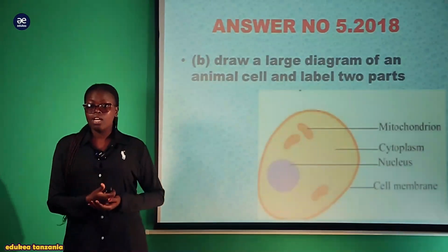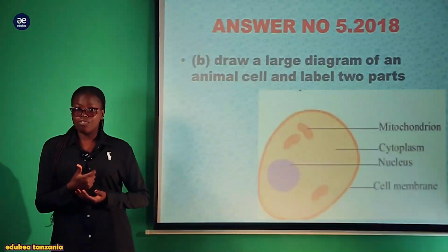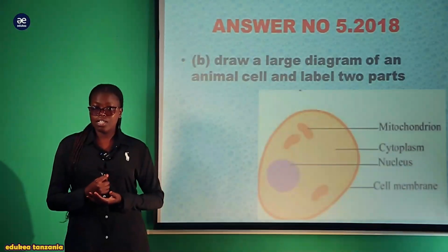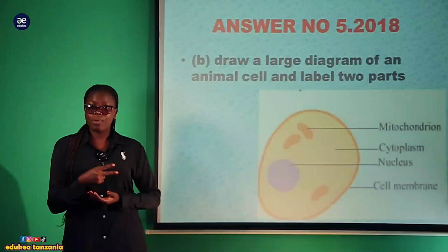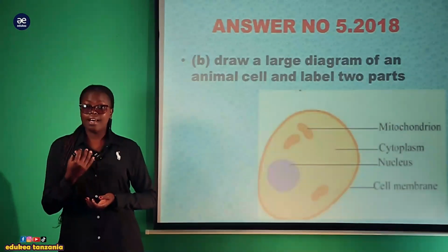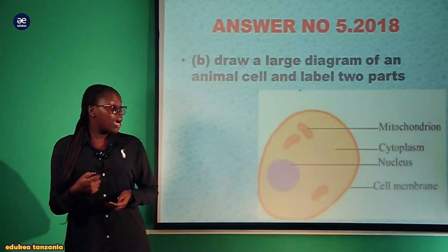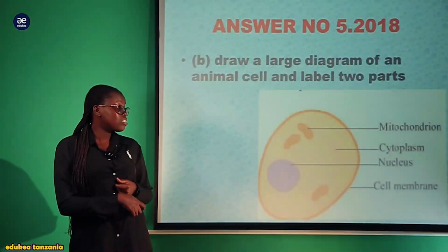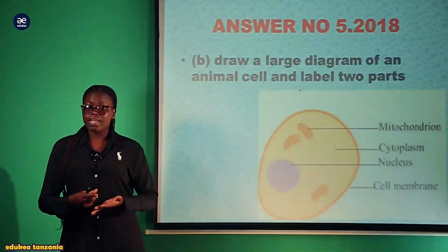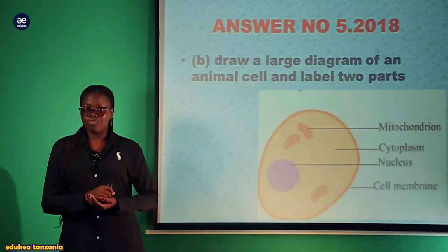I have given you a wide variety of the organelles found within the animal cell. But in your question, label only 2. I have given them so that you can choose. Either label the mitochondria together with the cytoplasm and leave the others unlabelled, or label the nucleus and the cell membrane and leave the others unlabelled. It is up to you. But label only 2 parts, not 4. So make sure you follow the instruction.